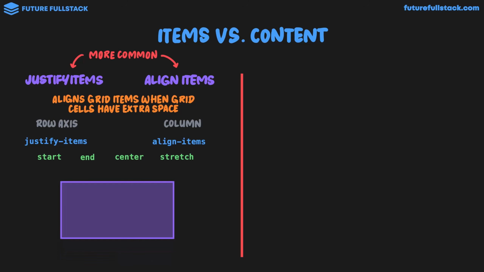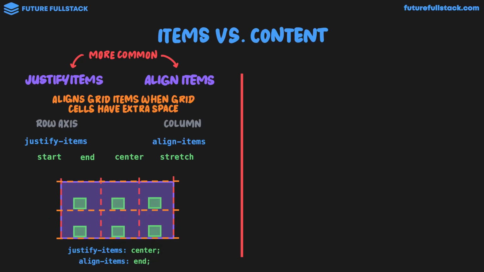In diagram form, it looks like this. We have our grid container, our grid lines, and let's say we apply the properties justify items center and align items end. We end up with our grid items inside our grid cells looking like this, where along the row axis, that is horizontally, justify items is centering our grid items inside the grid cell, and along the column axis, that is vertically, align items end is placing the grid item at the end of the grid cell. So justify items and align items are about aligning grid items inside grid cells when the grid cells have extra space.